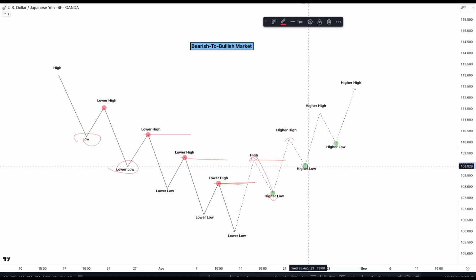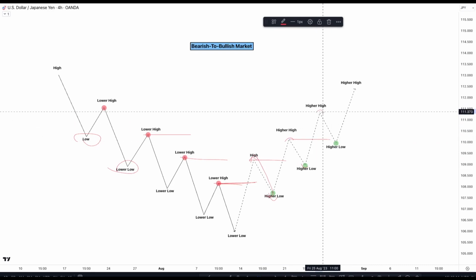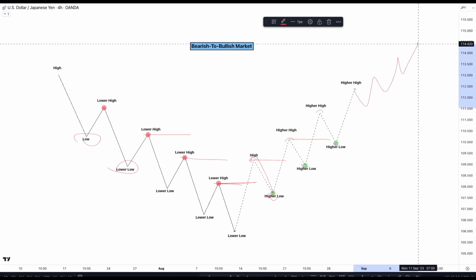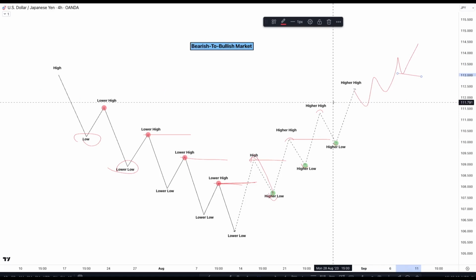Just like that, same thing with another higher low. Price will break above this higher high to create a new higher high, and there's a higher low, and so on like that. And price will continue this up until something happens. And what is that something? We're also going to talk about it right now when we do the bullish to bearish.